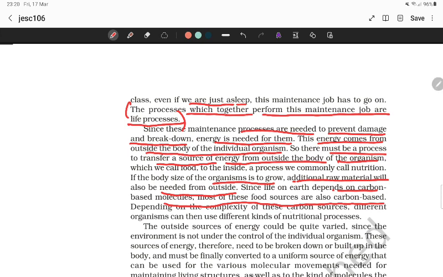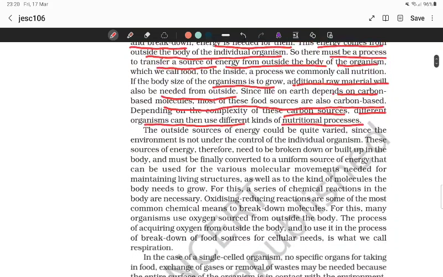Depending upon the complexity of these carbon sources, different organisms can use different kinds of nutritional processes. Whenever we talk about energy production, the basis of the energy production is the nutrients, and nutrients always come from the food that an organism consumes, whether the organism is preparing its own food or consuming already prepared food. The basis of the energy production always remains the nutrients or the food.